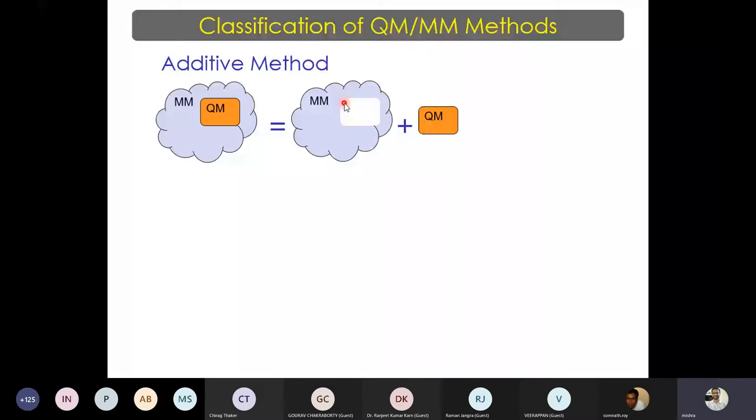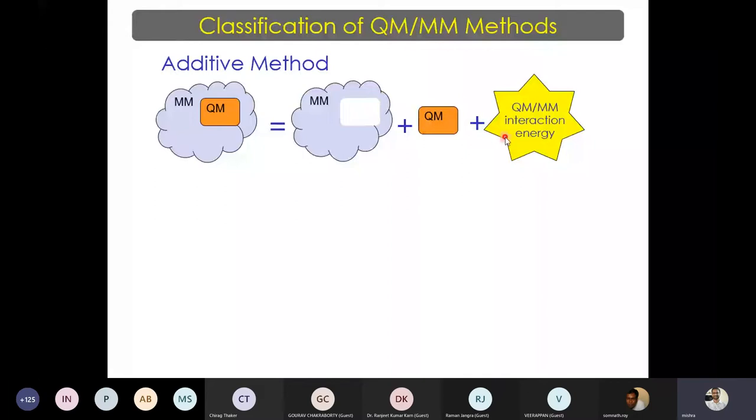But then you would see that when I add these two up, it is all right, but the interaction between the two is missing. And the third term, therefore, I'm introducing is the interaction of the QM region with the MM and the MM region with the QM. This interaction energy is what takes it to a non-cooperative field. So it's not just addition of an MM energy with a QM energy, rather it also has an interaction between the QM region and MM region.